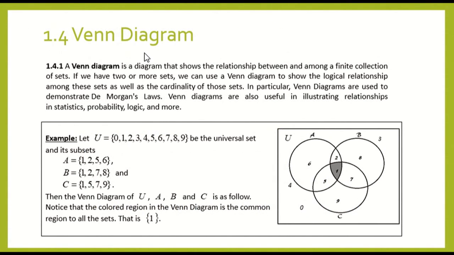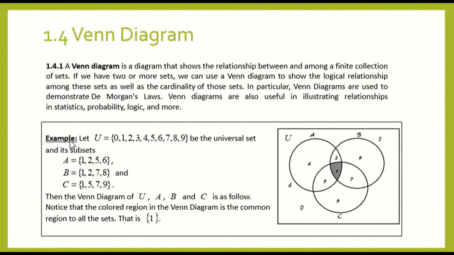Okay, last we have the Venn diagram. A Venn diagram is a diagram that shows the relationship between and among a finite collection of sets. If we have two or more sets, we can use a Venn diagram to show the logical relationship among these sets as well as the cardinality of those sets. In particular, Venn diagrams are used to demonstrate De Morgan's laws. Venn diagrams are also useful in illustrating relationships in statistics, probability, logic, and more.